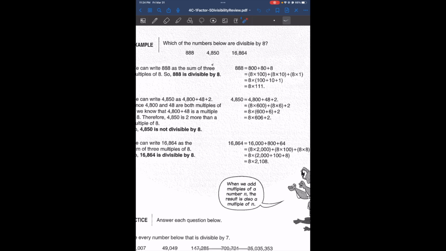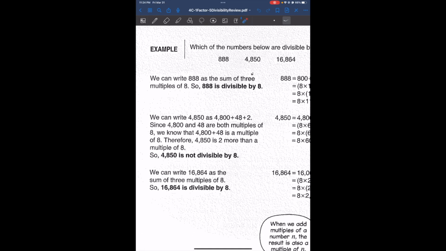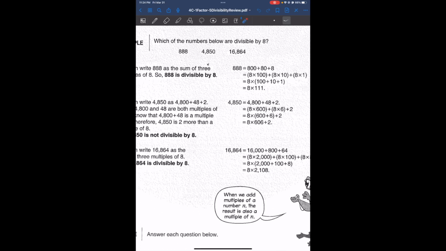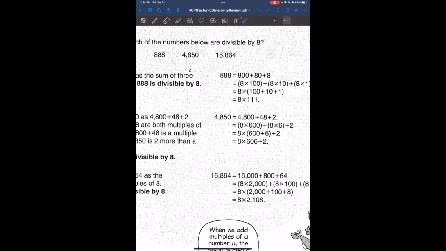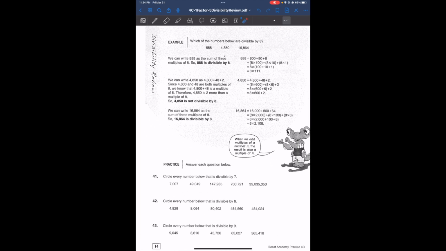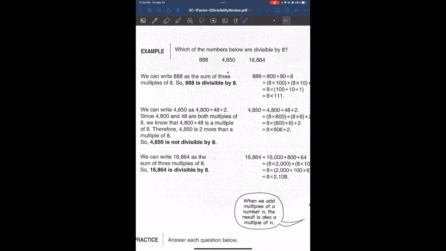And to do division, we can also think of division as reverse multiplication. But then I'm also going to be teaching you guys how to divide. And so first for 8, we're now going to consider 888. We can write 888 as a sum of multiples of 8. So it can be 800 plus 80 plus 8.